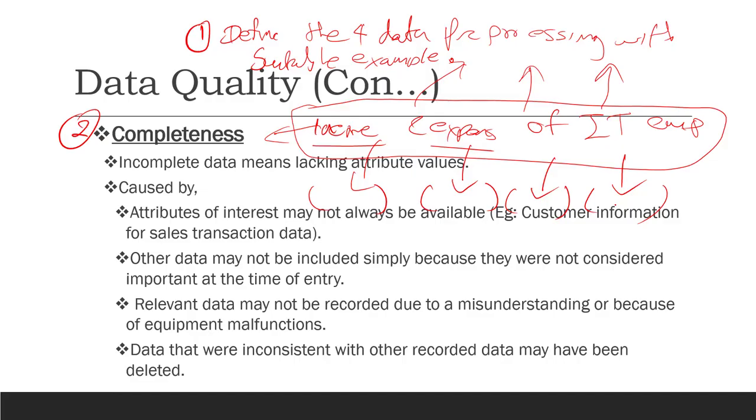Otherwise, what will happen? You are not getting the expected outcomes from the research, right? So incompleteness means a lack of attribute values. That is, we can call it incompleteness. Incompleteness means if you miss some of the important attributes. For that purpose, that's why we are doing a literature review, and we will find out, right?